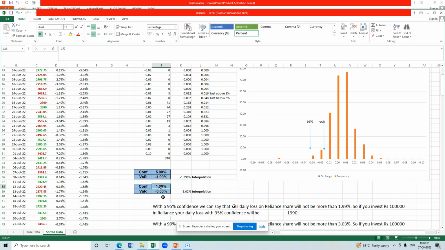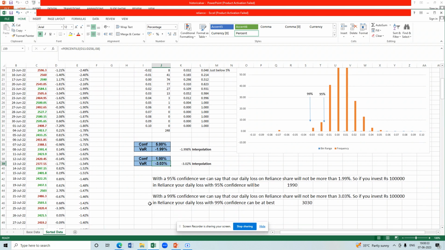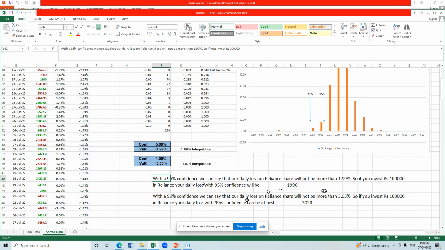Likewise, you can calculate the VAR at the 1% level, which comes to minus 3.02%. And if you use the percentile function, it comes pretty close to minus 3.03%. So, what does it mean? It means that with a 95% confidence, we can say that a daily loss on Reliance share will not be more than 1.99%. So, if you invest 1 lakh in Reliance, your daily loss with a 95% confidence would be 1990 rupees. Likewise, at the 1% level, or 99% confidence level, it would be 3030 rupees.